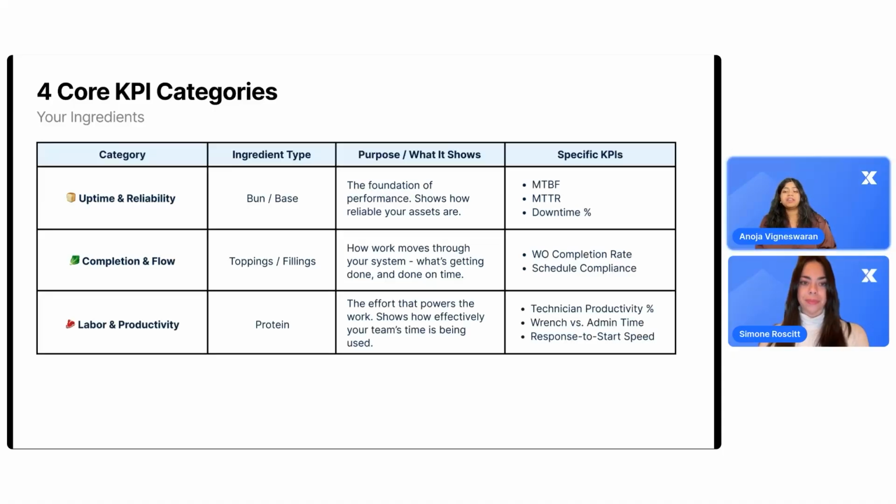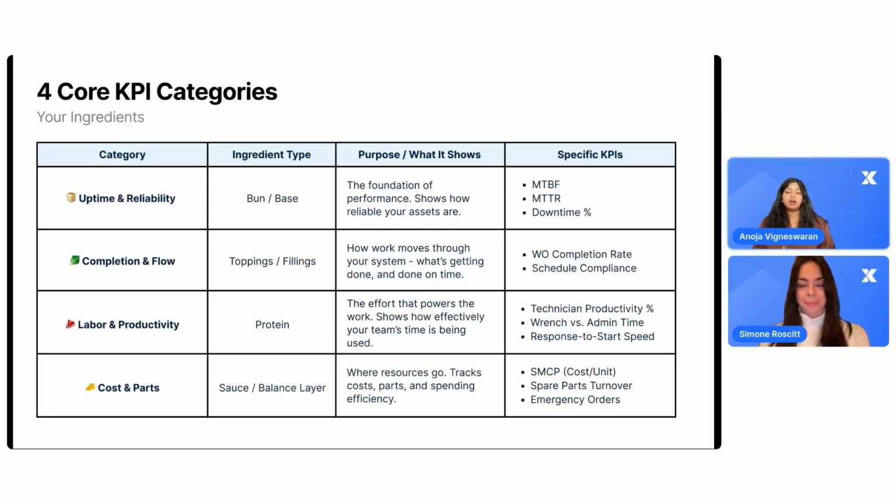Third category we've got is labor and productivity. So this is all about how effectively your team's time is being used. It helps answer questions like, are we spending time on the right work? Or how efficiently is work getting completed? Metrics here often look at technician productivity, response to start speed, or how much time is spent on hands on work versus administrative tasks.